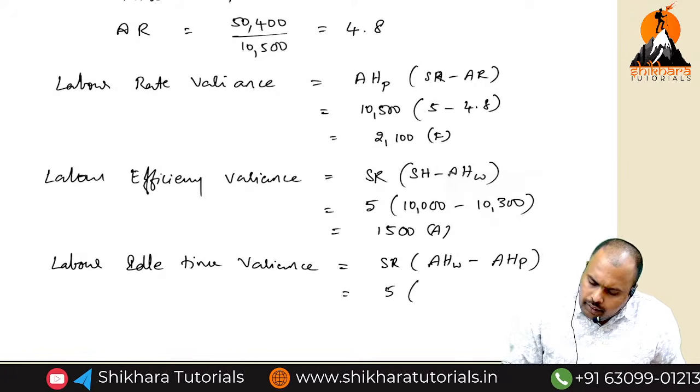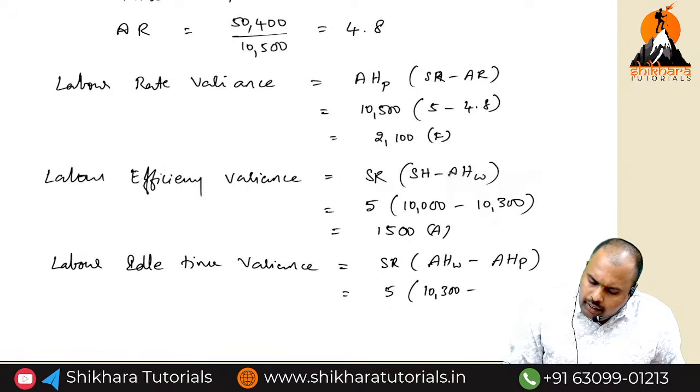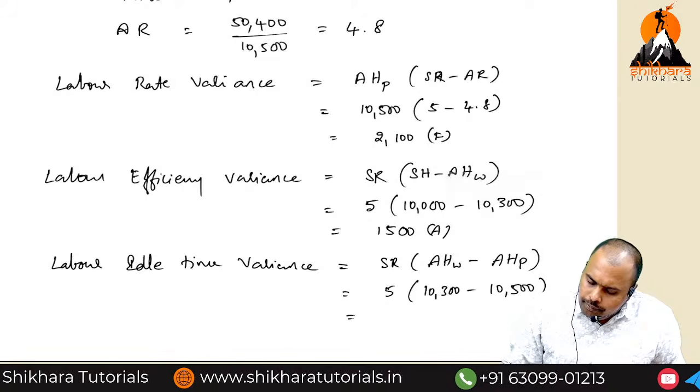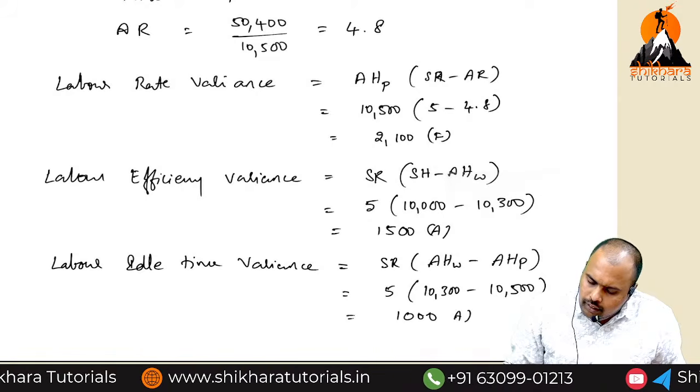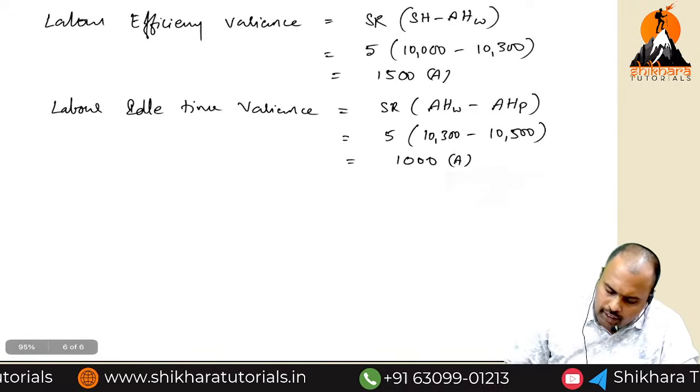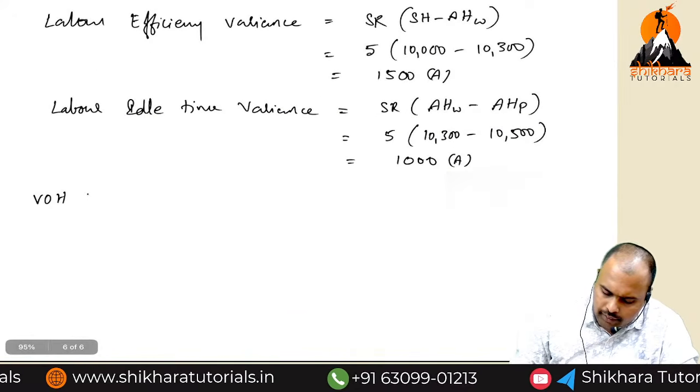So how much will it be? 5 into 10,300 minus 10,500. That is equal to 1,000 adverse. That's about labor variances. Next one is variable overhead variances.